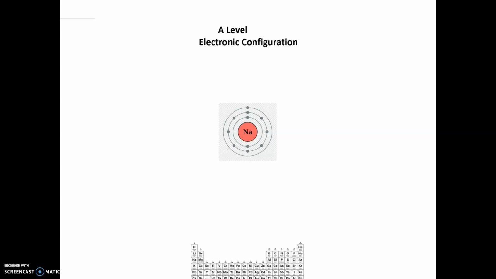We will be looking at A-level electronic configuration, following on from the video on GCSE electronic configuration. If you didn't get around to watching that, we will have a quick summary.